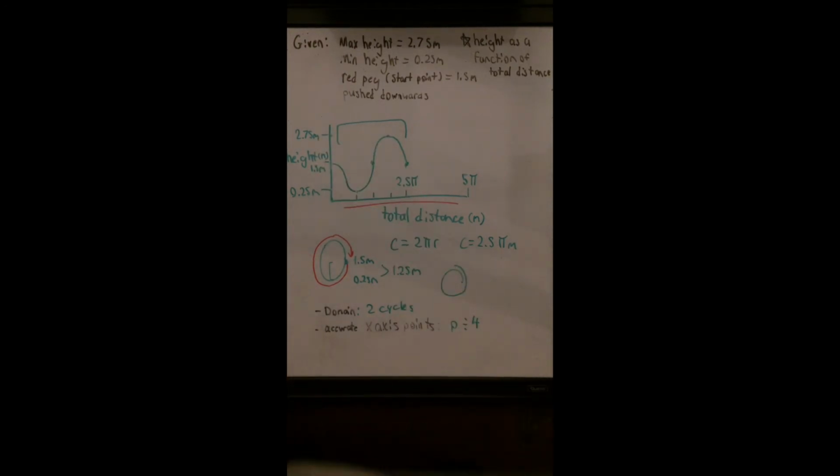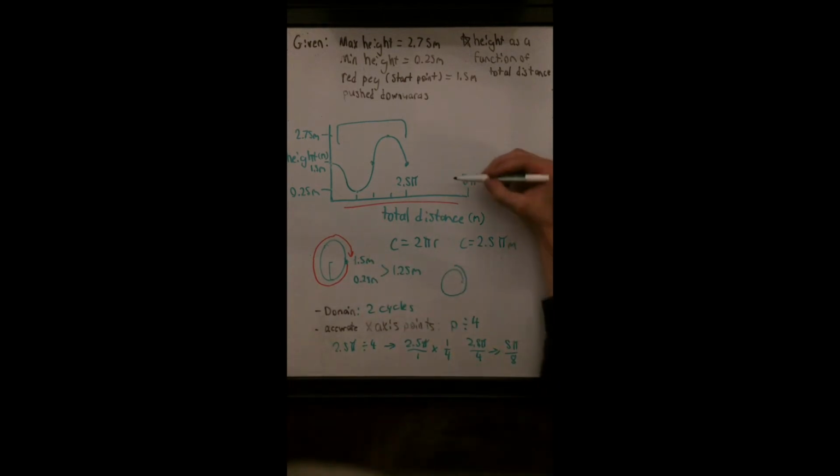both axes correctly. So, for the next, the x-axis points, we know the period is 2.5 pi, and if we divide that by 4, which with fractions equals 2.5 pi over 4, which can then be simplified to 5 pi over 8. Therefore, every 5 pi over 8, there is going to be an accurate point, and it'll be increasing by this much each time.